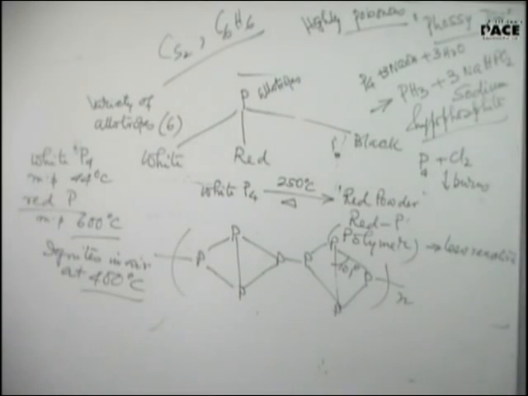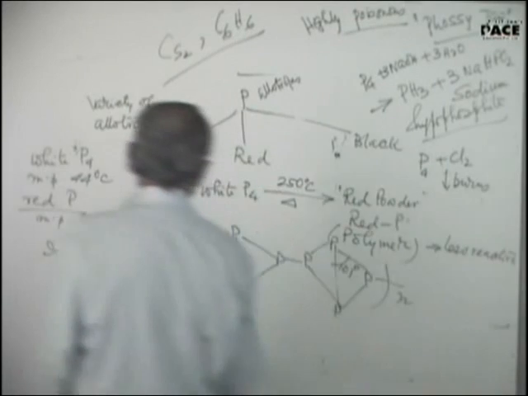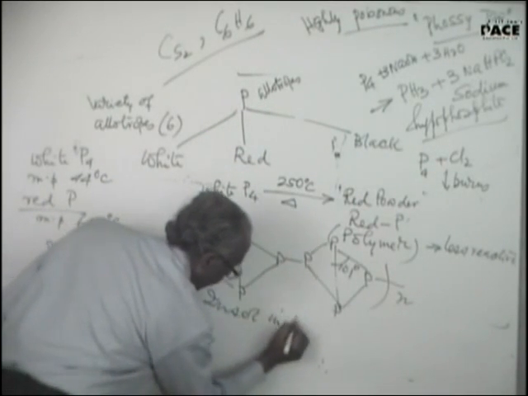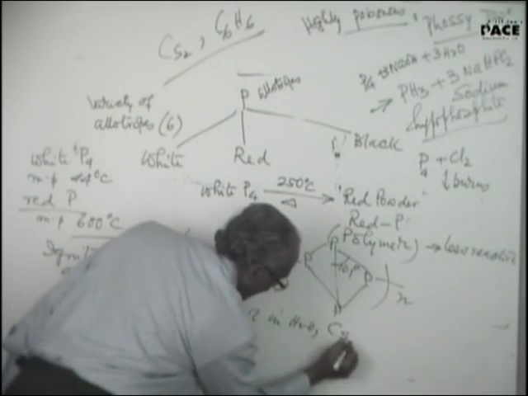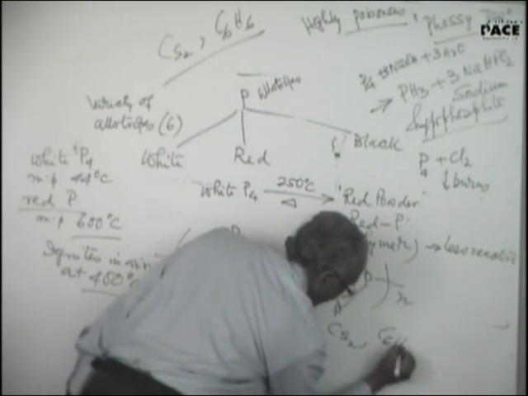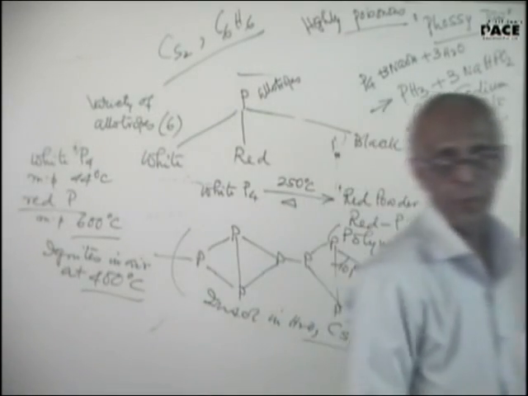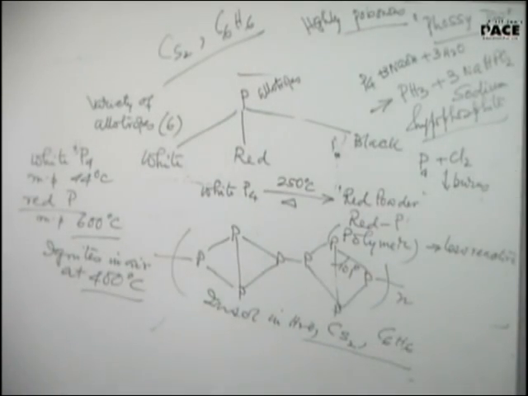Red phosphorus ignites in air only at 400 degrees. If you heat it to 400 degrees, it will burn in oxygen. But red phosphorus is insoluble in water, carbon disulfide, and benzene. Unlike white phosphorus, which is soluble in carbon disulfide and benzene, red phosphorus is insoluble.